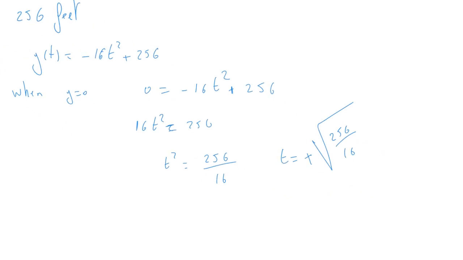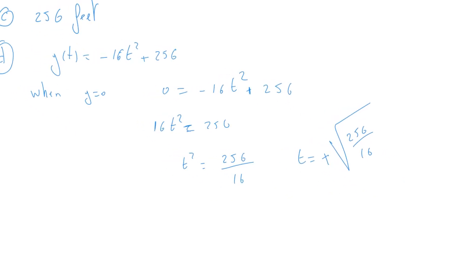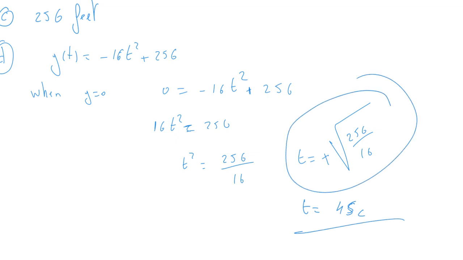And 256 divided by 16, this is how much it will be without using the calculator. 256 divided by 10 is like 25. It will be like 4 seconds, I think. t equals 4 seconds more or less. After this time, the ball will reach the floor.